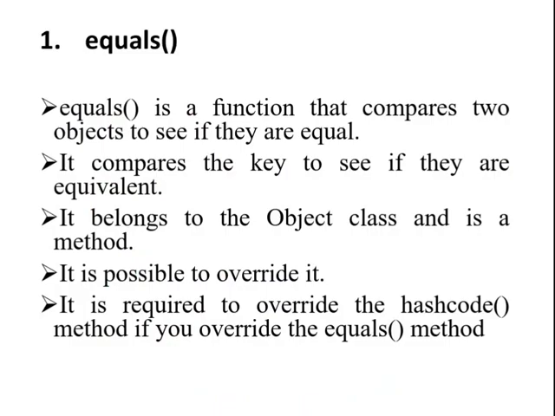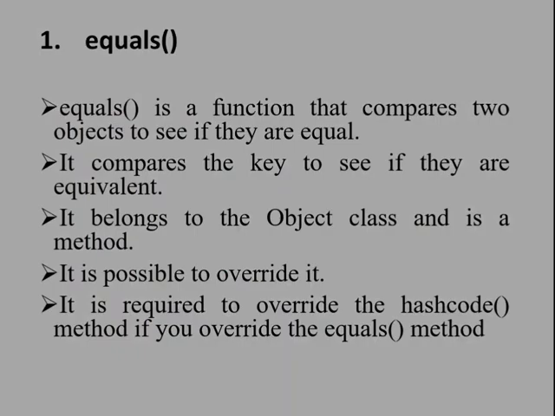First one is equals. Equals is a function that compares two objects to see if they are equal. It compares the keys to see if they are equivalent. It belongs to the Object class and is a method. It is possible to override it, and last, it is required to override the hashCode method if you override the equals method. This is all about how we can use equals and what the features of equals are.